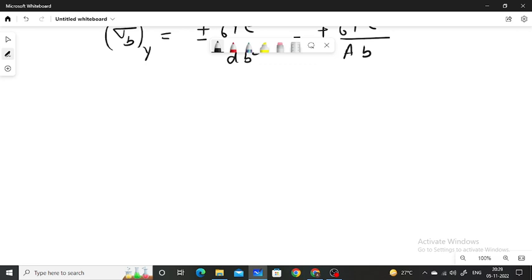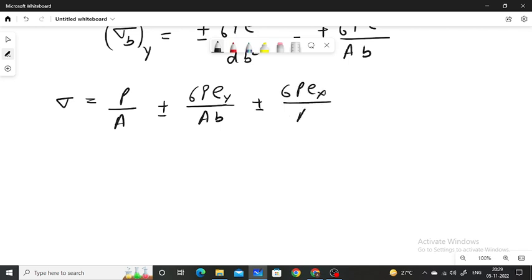Now the total stress will be equal to P by A plus minus 6 Pey upon A into B and plus minus 6 Pex upon A into D.